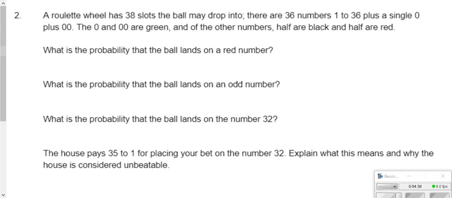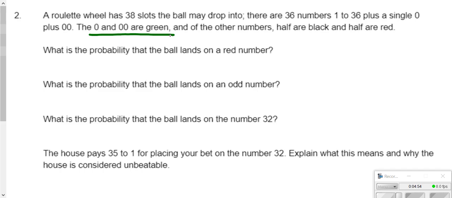So a roulette wheel has 38 slots. There are 36 numbers that are 1 through 36. And then there are 2 slots that are labeled with zeros. There's a single 0 and there's a double 0. The single 0 and the double 0 are both green.